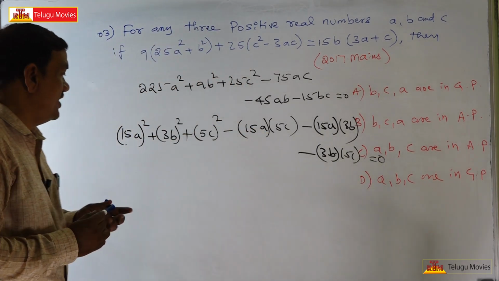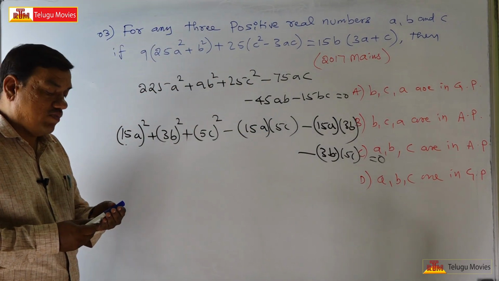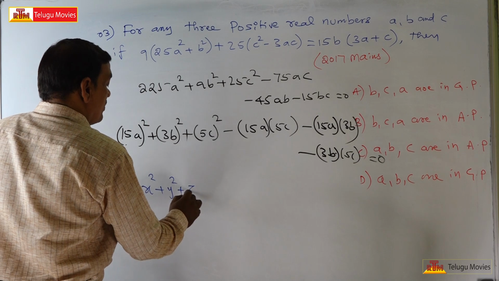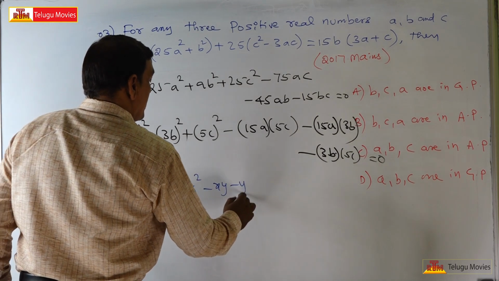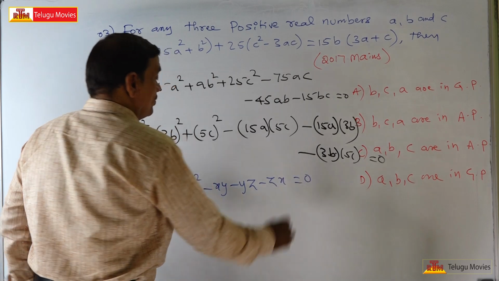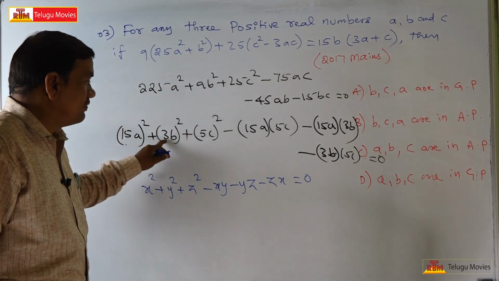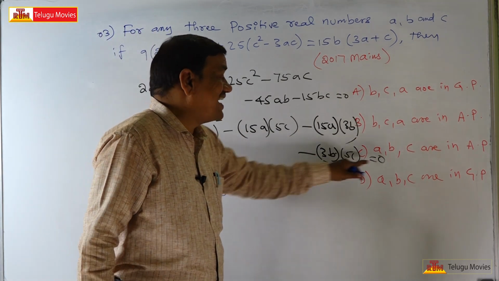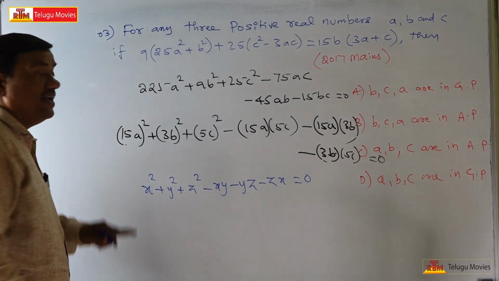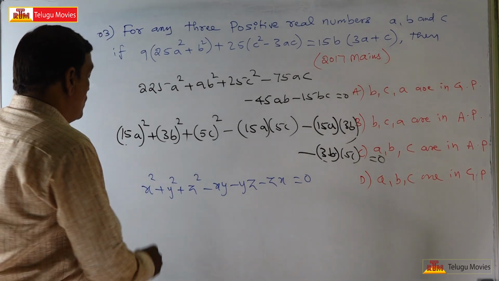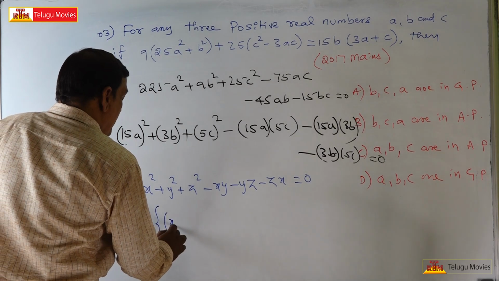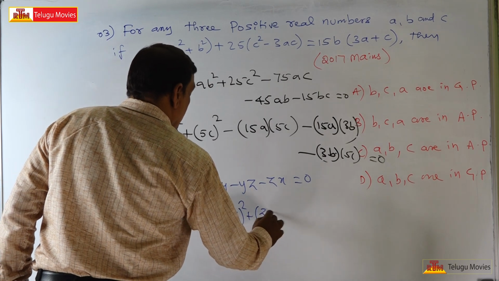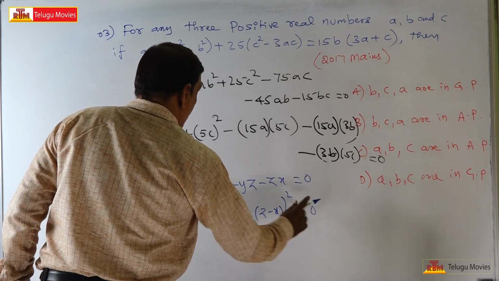So from this what can you say? This is of the form x square plus y square plus z square minus xy minus yz minus zx is equal to 0. This can be written as (x minus y) whole square plus (y minus z) whole square plus (z minus x) whole square is equal to 0.